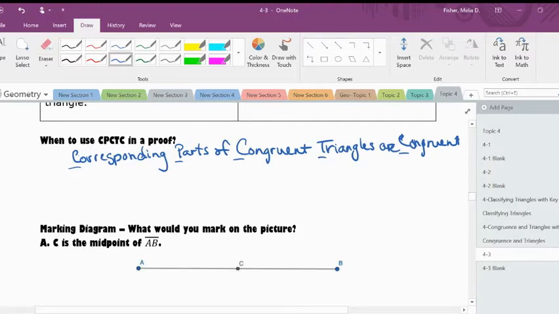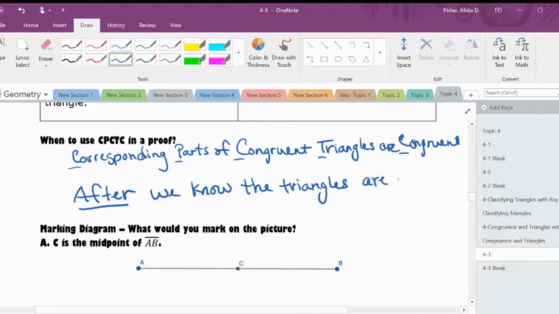When do we use this? Well, we use this after we know the triangles are congruent. This is really important and a key point to solving proofs. So you only use CPCTC after you say that the triangles are congruent.